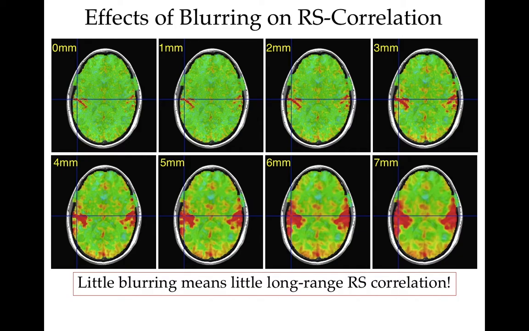If we blur it a little more each time, 1 millimeter, and then go from 0 to 2 millimeters, 0 to 3, and so on, then at about 3 millimeters, you can see there's a fair amount of long-distance correlation in the brain.